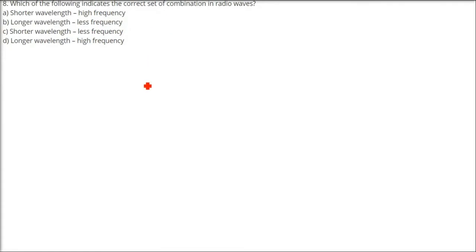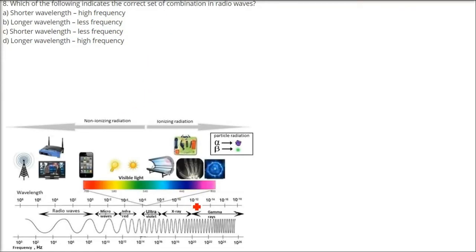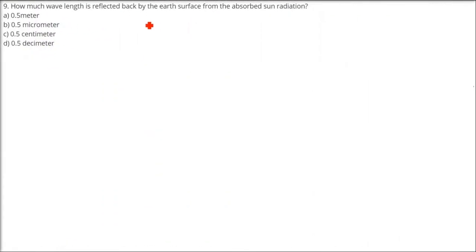UV, X and gamma we cannot use because the frequency is also very less and the lambda cannot be used for that. Which of the following indicates the correct set of combination of radio waves? So it's quite clear because we have discussed the spectrum. Radio waves, very high wavelength and very low frequency. Wavelength is too much, so too much means longer wavelength and less frequency. So the answer is B. Now the question would have been, say, gamma rays. So the first would have been correct, shorter wavelength and high frequency. Because you cannot have shorter wavelength and shorter frequency, or longer wavelength and longer frequency.